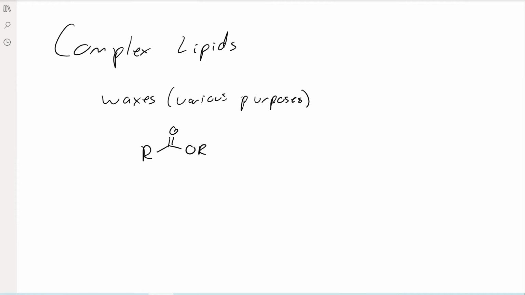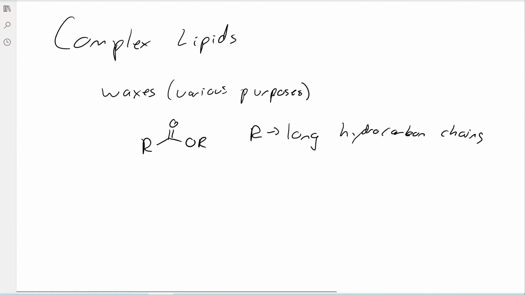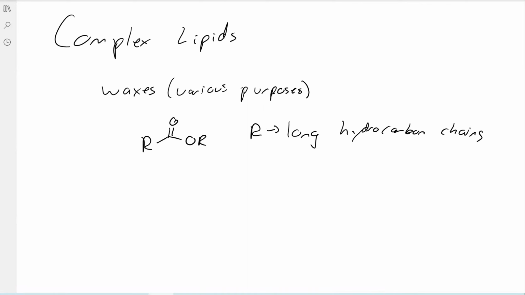We've got two of these R groups, and both of these R groups are long hydrocarbon chains. Think 20 plus carbons long. And so that can kind of tell you about the properties. They're like waxy, right? They're going to have a relatively high melting point just because they're so long and that kind of stuff, right? A lot of dispersion forces, that kind of thing.